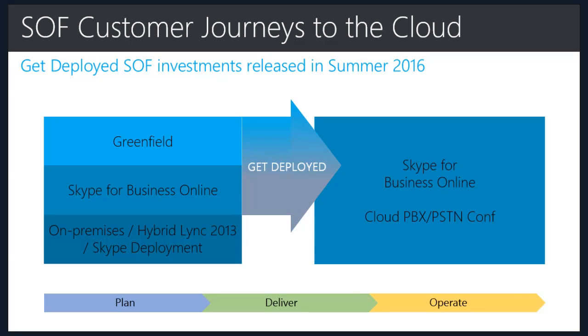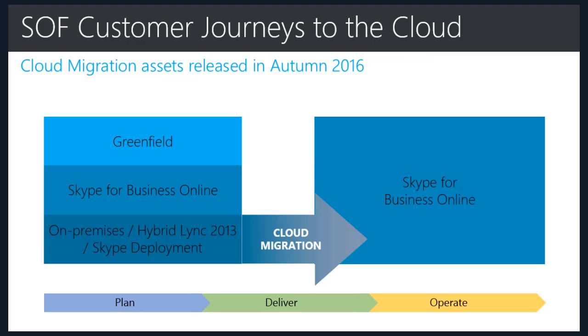So for those customers who are on the Greenfield or existing online only deployment, Get Deployed was the set of assets and workflows that helped them to deliver success in that implementation. And to find out more about Get Deployed, please refer on Skype Academy to the training, which is called Cloud PBX and PSTN Conferencing Get Deployed. And there is a wealth of information related to that customer journey and the activities and assets that make up Get Deployed. But we're here to talk about the new stuff.